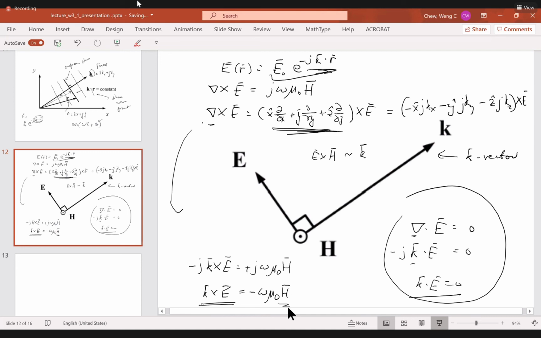You can show other things, which I'm not going to show, that the H and the magnitude of E is shown in the lecture note. This is a constant that is like current over voltage. Current over voltage should be square root of epsilon over mu. It should have this ratio. You can show this also, which I show in the lecture notes.